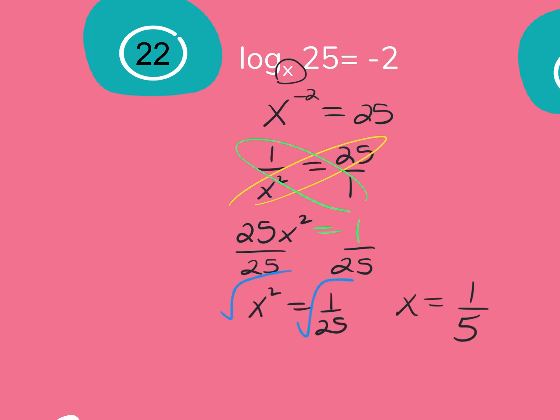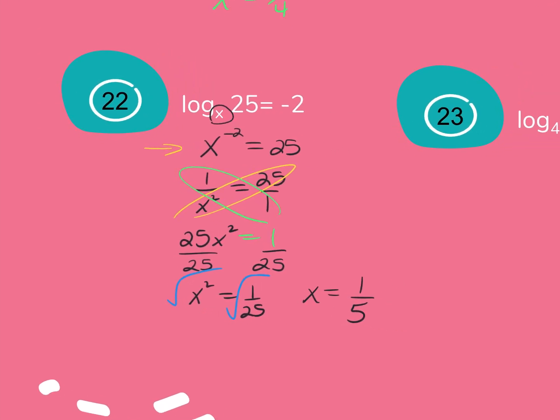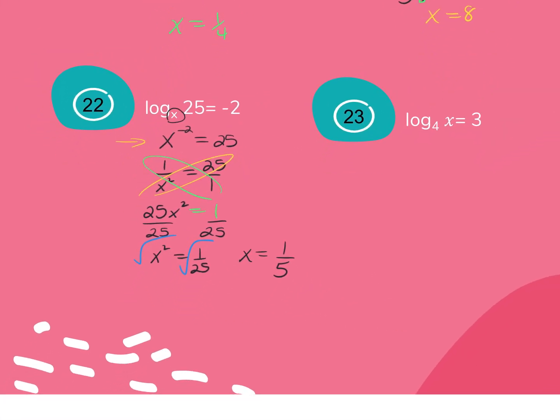Now, the other way you could do it up here at the top is you could start guessing and testing, but it's easier to just solve it as a proportion. And then number 23, again, I'm going to turn it into exponential. So it's just going to be 4 to the 3rd equals x. This one I'm just evaluating 4 to the 3rd, and that's 64.